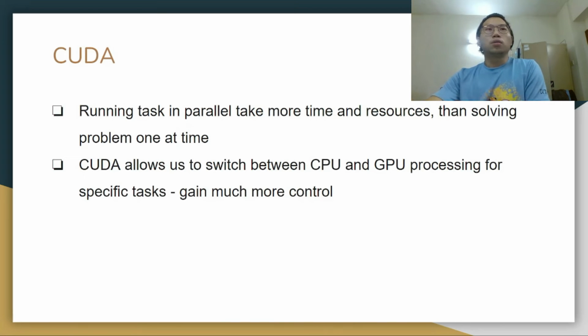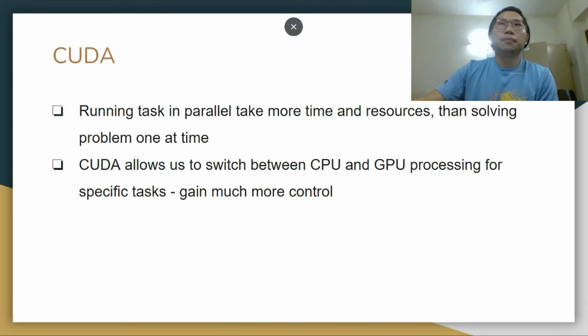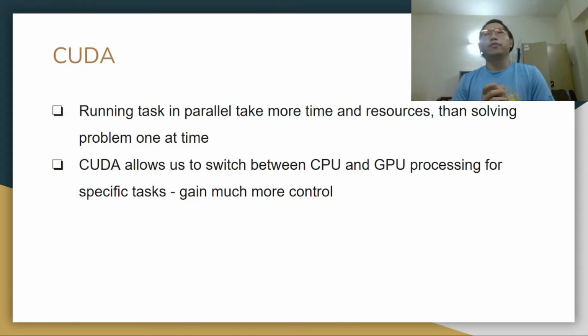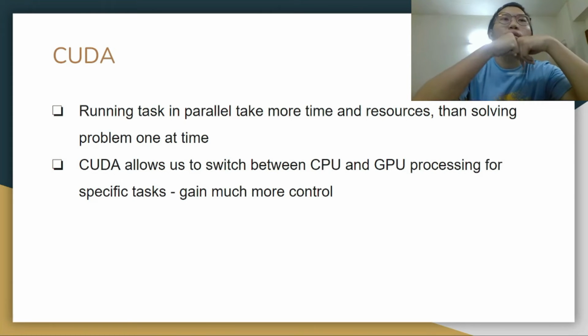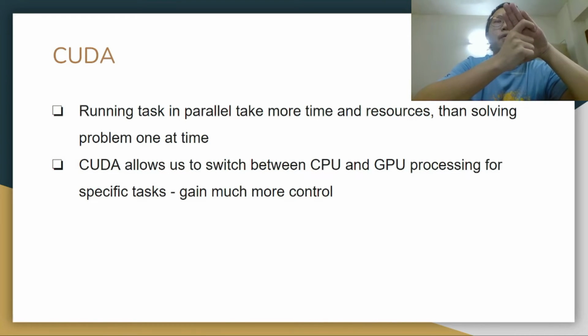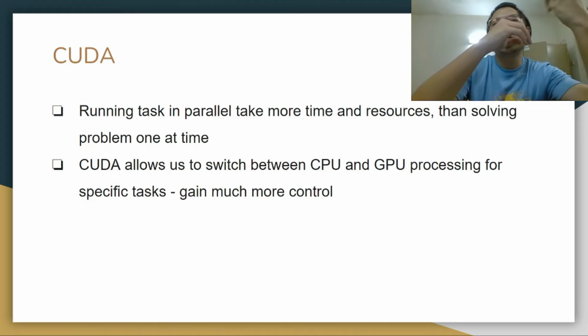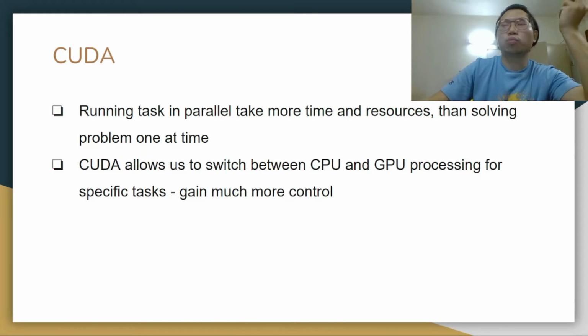CUDA is able to run tasks in parallel with less time and resources, and able to solve problems at once. And CUDA allows us to switch between CPU and GPU processing, and this enables us to gain much more control of the task we want to be executed.